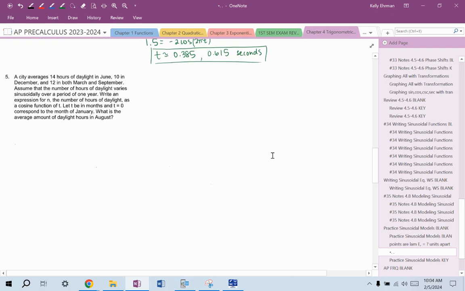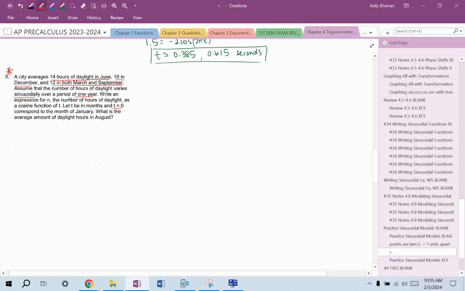All right, number 5, a city averages 14 hours of, oh, this problem is kind of weird because they started at t equals 0. So I'm going to make a slight adjustment here. Let's just go through this problem. A city averages 14 hours of daylight in June, 10 in December, 12 in March and September. Assume that the number of hours of daylight varies sinusoidally over the period of 1 year. So right there, they tell us the period is 1 year, except I made a slight adjustment.